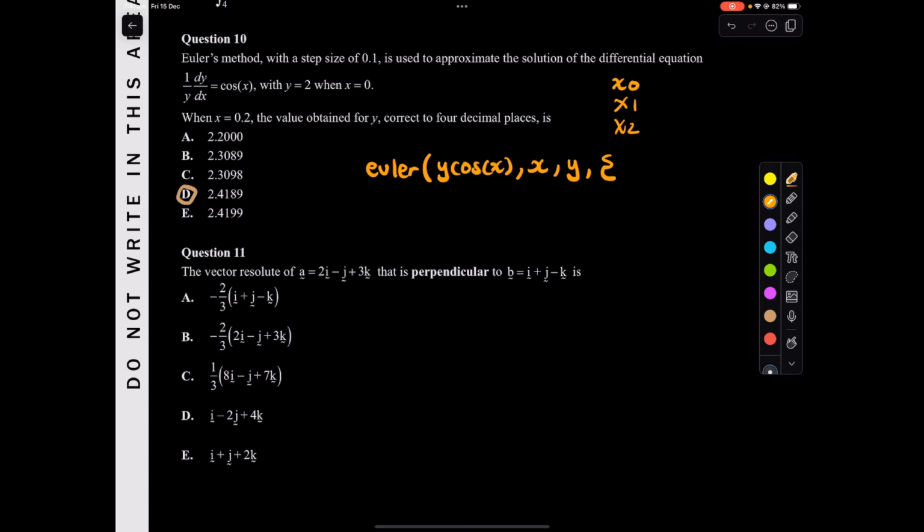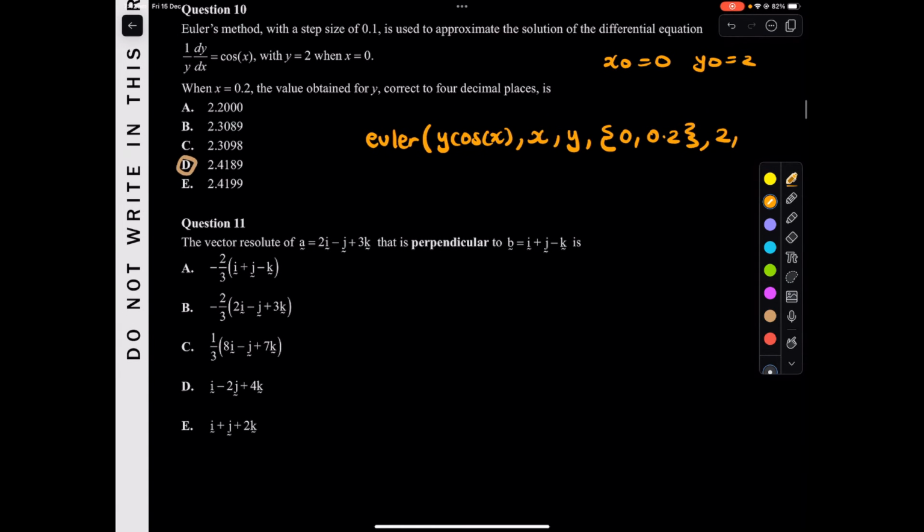Comma, you're going to put these curly brackets over here. Now, where are we going to start? What x value are we going to start from? We're going to start from 0, and we want to reach 0.2. And here we have to put the initial condition. x0 was 0, but what is y0? It's 2 in this case, so we put 2. And then the step size. What is our step size? It is 0.1. Writing this on the calculator, it will give you the answer in a second.